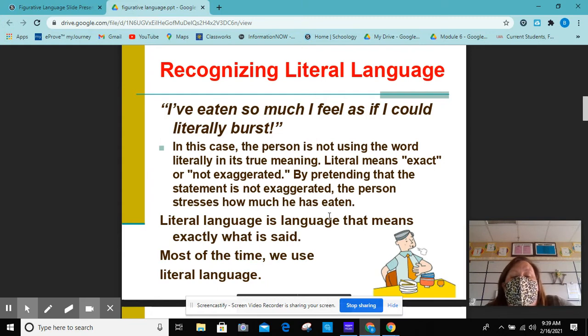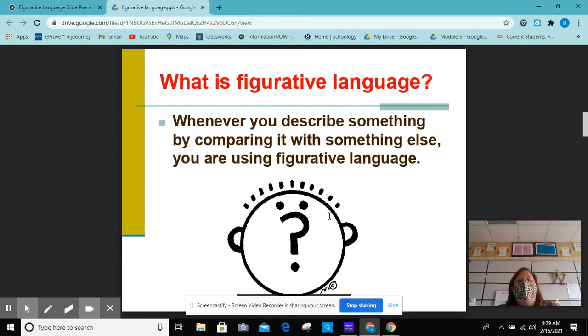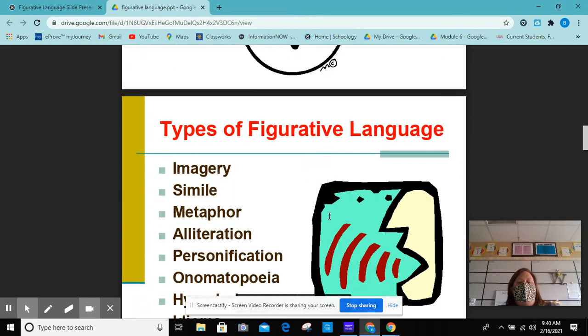All right, literal language is language that means exactly what is said. Most of the time, we use literal language. All right, what is figurative language? Whenever you describe something by comparing it with something else, you are using figurative language. Okay, so you are comparing things when you use figurative language.